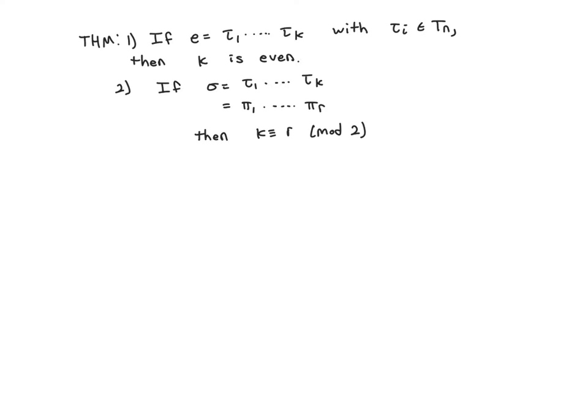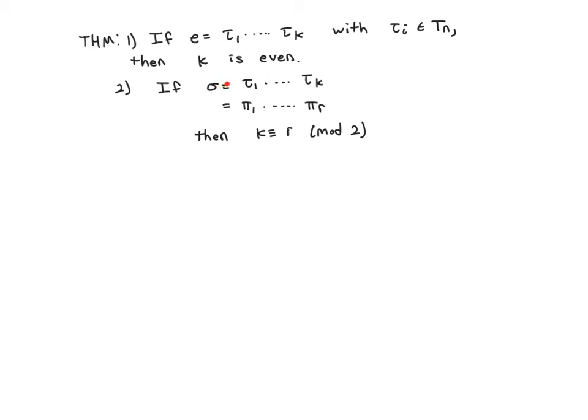So now I'm going to state a theorem that the textbook proves and takes a lot of effort to prove. However, the proof isn't useful for the rest of the course, so I'm actually going to skip it for once. The main step in the proof is the first part of the theorem. If you factor the identity element as a product of transpositions, then the number of transpositions that appear is even. And you can use that to prove the following fact.